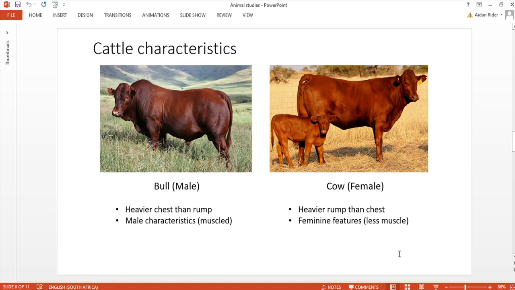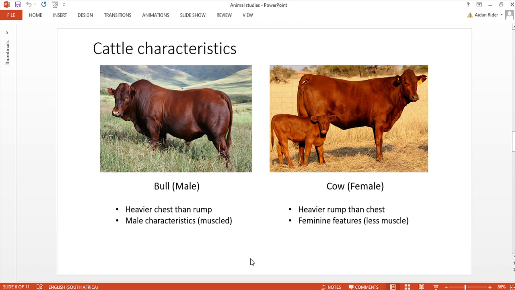Okay, then the characteristics you guys need to know within cattle. Know how to identify a bull, the male, and a female, the cow. So how do we know this guy is a bull? It has a heavier chest area. The chest, usually with the neck and the hump, if it has a hump, is thicker, more muscled, and heavier than, say, the butt area or the rump area. Then also it has male characteristics, meaning it is very muscled. Even the butt, you can see, is very muscled. The shoulders are muscled. Even the head, it looks strong. So this would be the male.